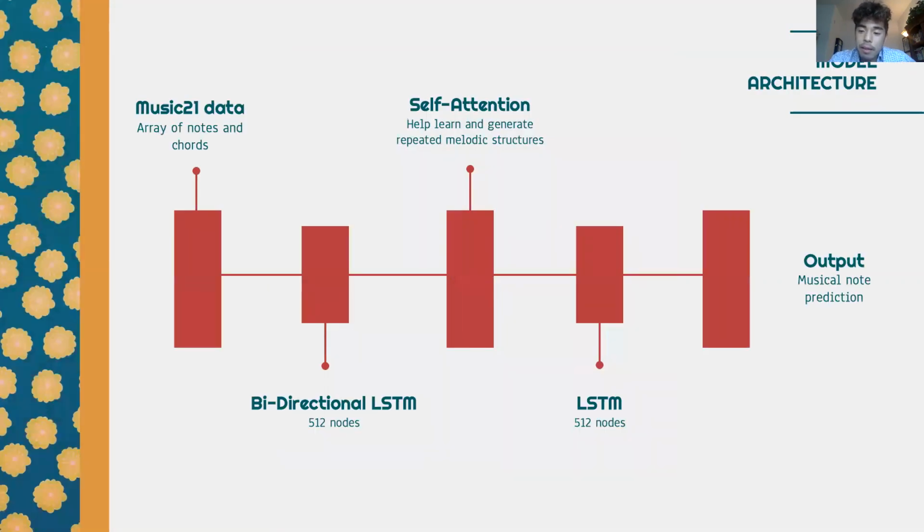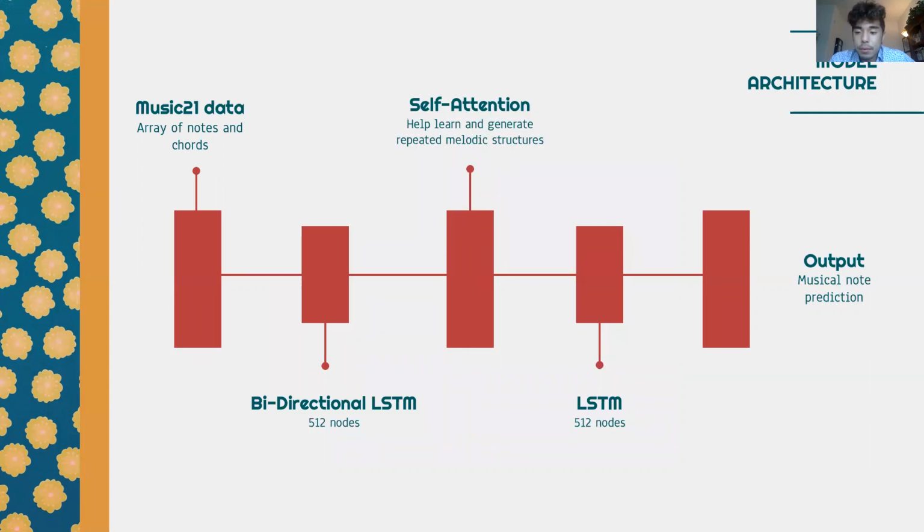For my final model, I fed the Music21 array of notes and chords into a bidirectional LSTM layer, which fed into a self-attention layer, which fed into another LSTM layer. The second layer of LSTM was intentionally not bidirectional. I decided to choose these layers because I thought that after the LSTM and attention initially made connections with understanding the data, it needed another layer to further develop the ideas it discovered.